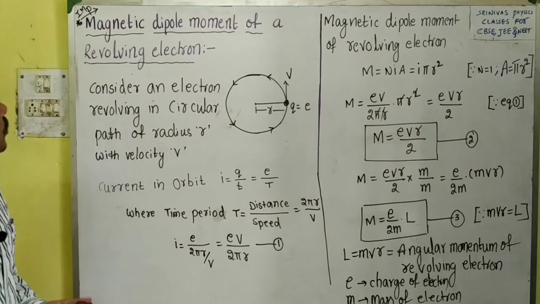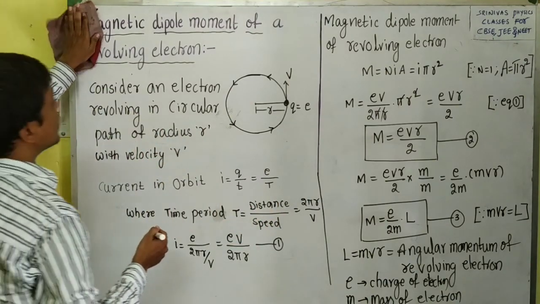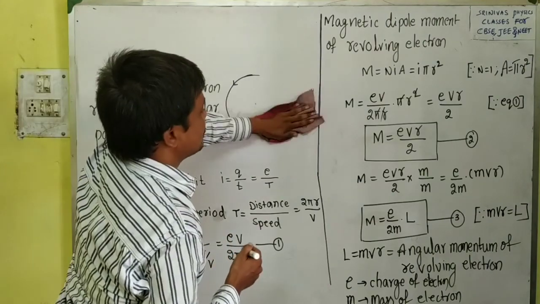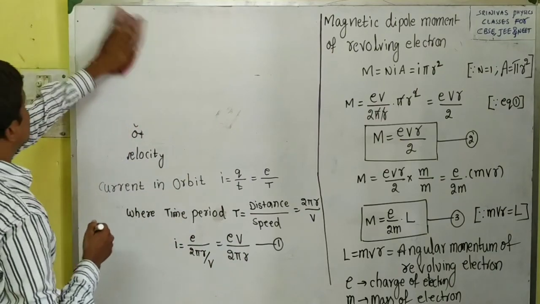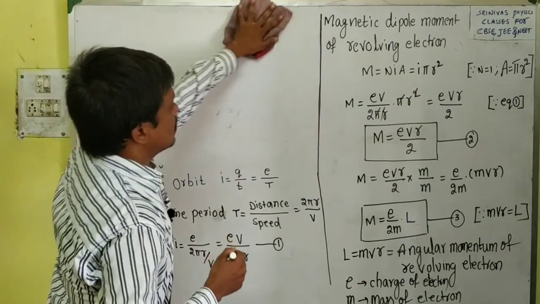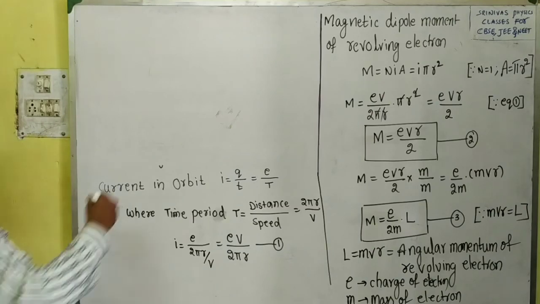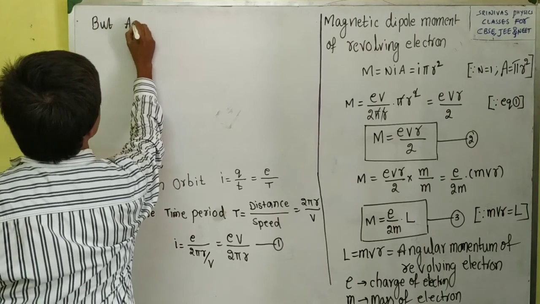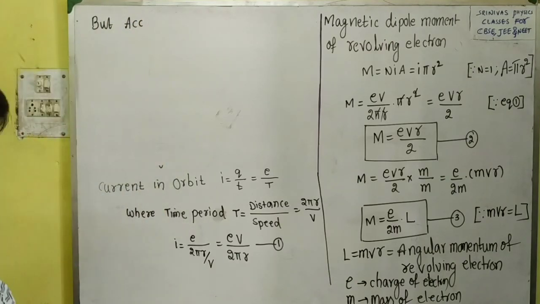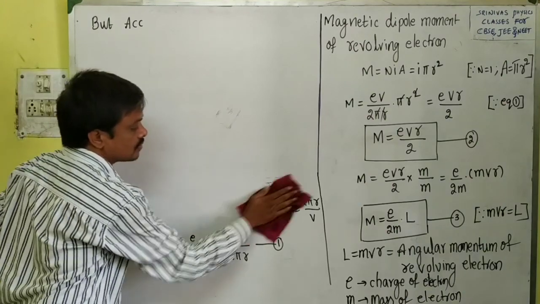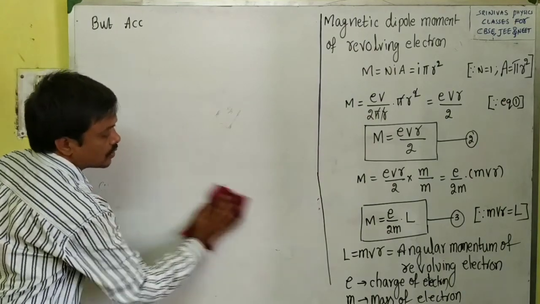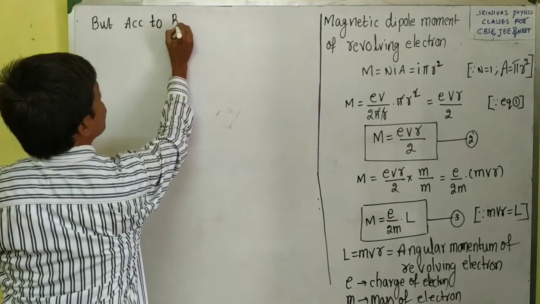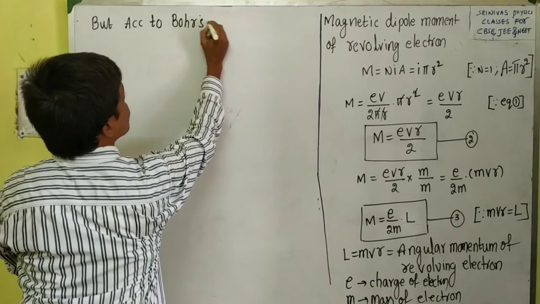And now I am going to continue. Okay, the magnetic moment formula, here we got. I am going to write the magnetic moment formula in another format. For that, according to Bohr's postulate, Bohr's second postulate.